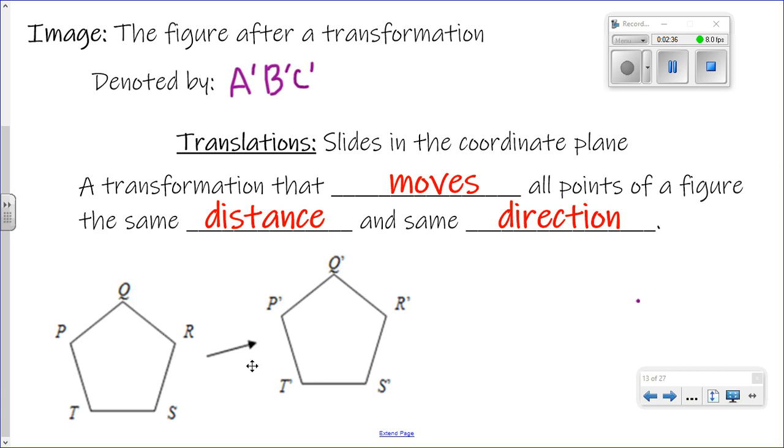So if you look at this picture here, here would be the pre-image, and we know that because it's just straight capital letters, versus this one is going to be the image because it has the prime symbol. So we know this one over here, the pre-image, was the original figure, and after the translation, after it was shifted or slid across the coordinate plane, we ended up with P prime, Q prime, R prime, S prime, T prime. Okay?